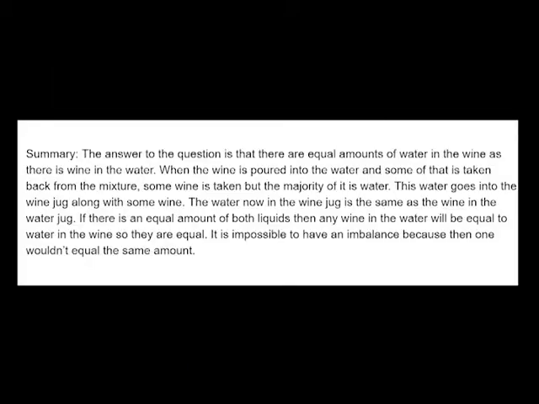Summary. The answer to the question is that there are equal amounts of water in the wine as there is wine in the water. When the wine is poured into the water and some of that is taken back from the mixture, some wine is taken, but the majority of it is water. This water goes into the wine jug along with some wine. The water now in the wine jug is the same as the wine in the water jug.